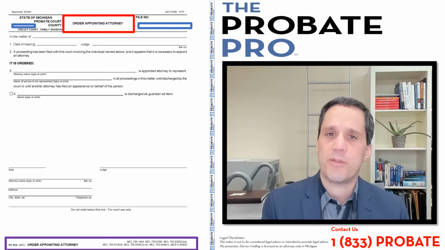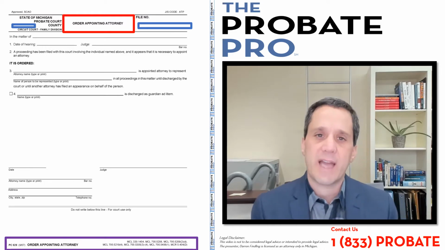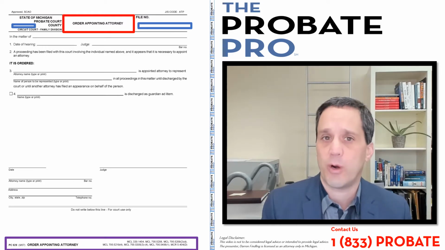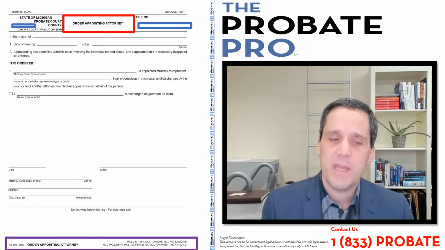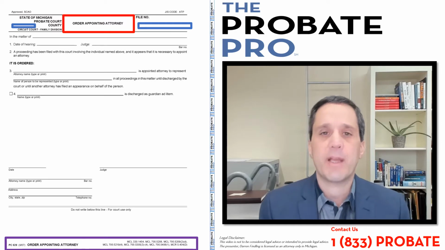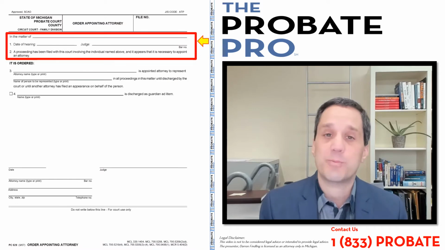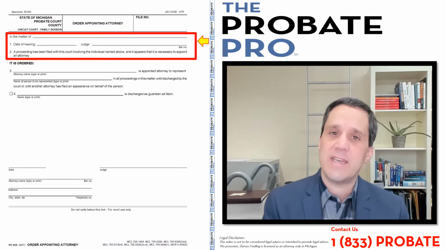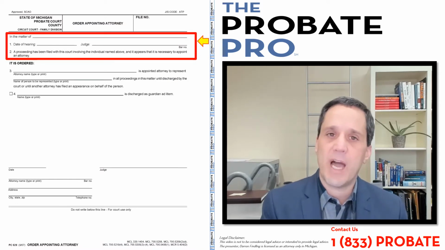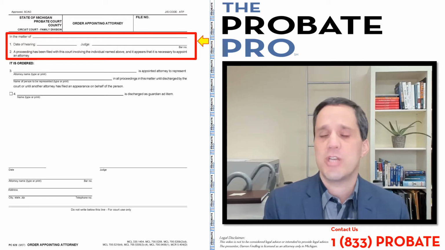So let's work our way through the form and understand the context and use of this form, the Order Appointing Attorney. In the top left corner, it would identify the county in which the matter is proceeding, and the top right corner would be the case or file number. The top part is pretty intuitive. It identifies the name of the estate, the date of the upcoming hearing, and the judge that has been assigned to the docket.